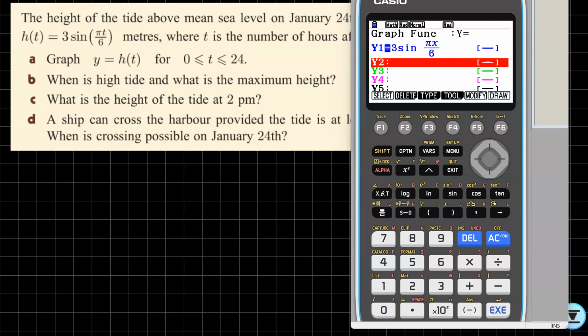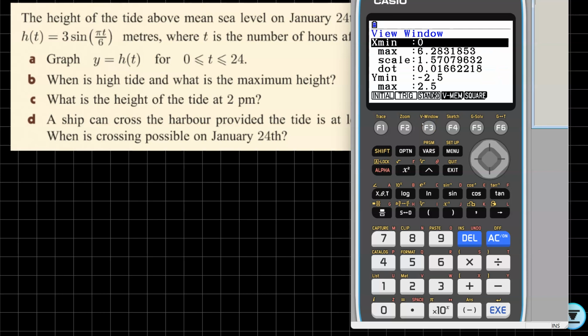Will, what should we check before I just press graph? We're going to check the min-max. We're also going to check that we're in radians, right? Very first thing. Why am I in radians? Because it's got pi in there. So as Will said, we want to go and check our scale. So how do I go and check my scale? Shift, view window. So Shift F3, and we come up with this.